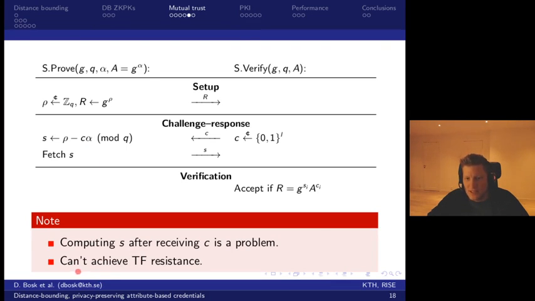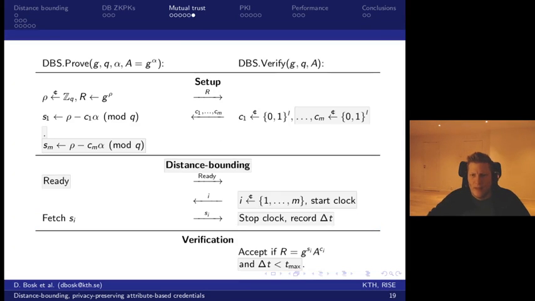The other thing is that we can't achieve terrorist fraud resistance in this case, because the colluder could simply compute the response for this malicious prover, and it would work. So we need to try to prevent that scenario too. We'll get back to that.